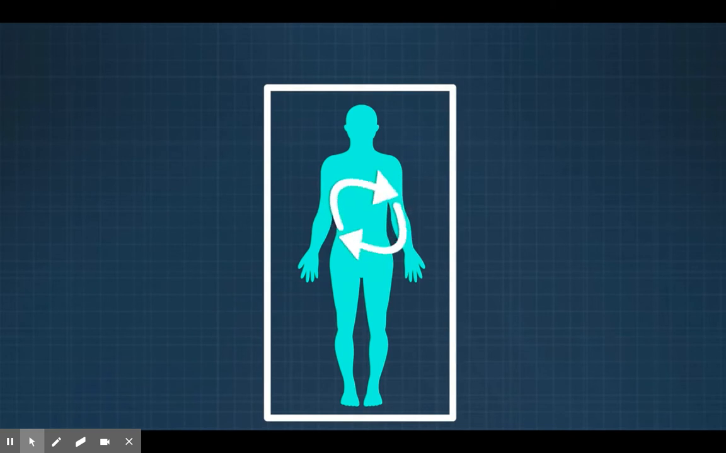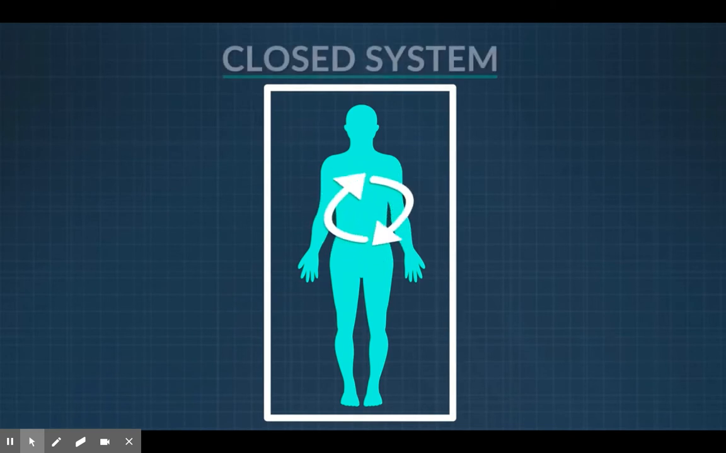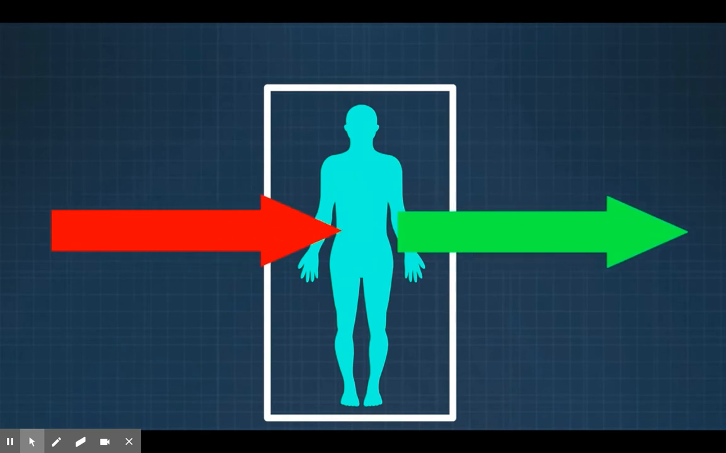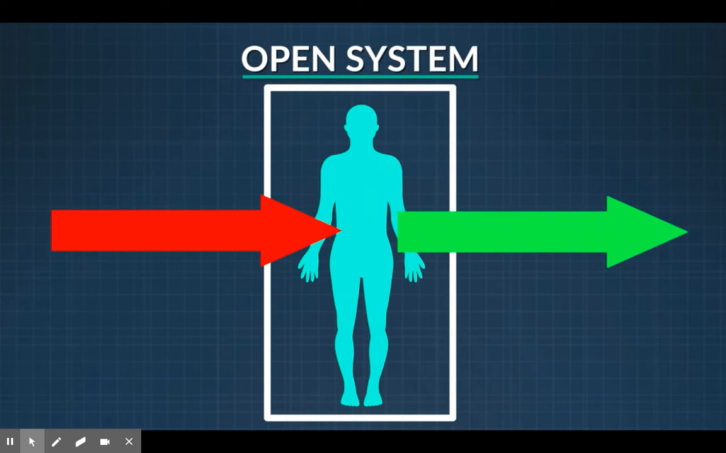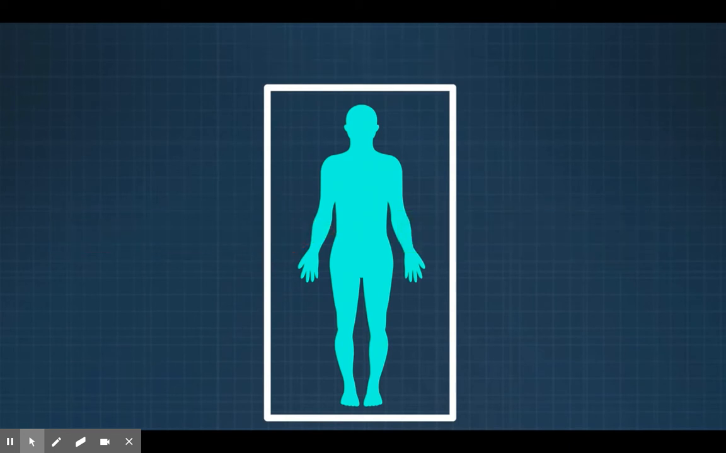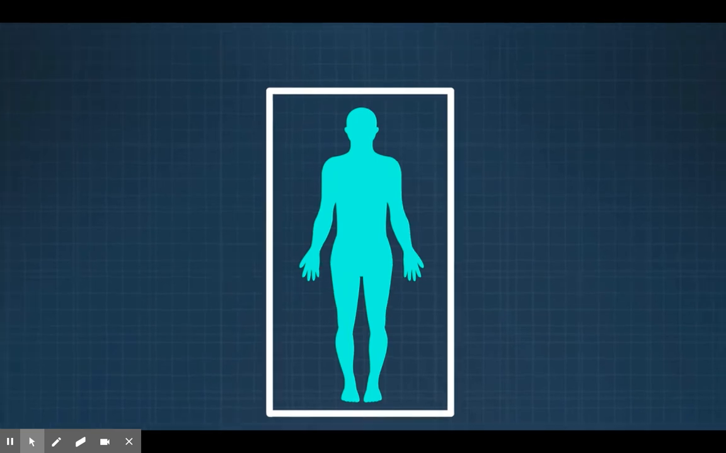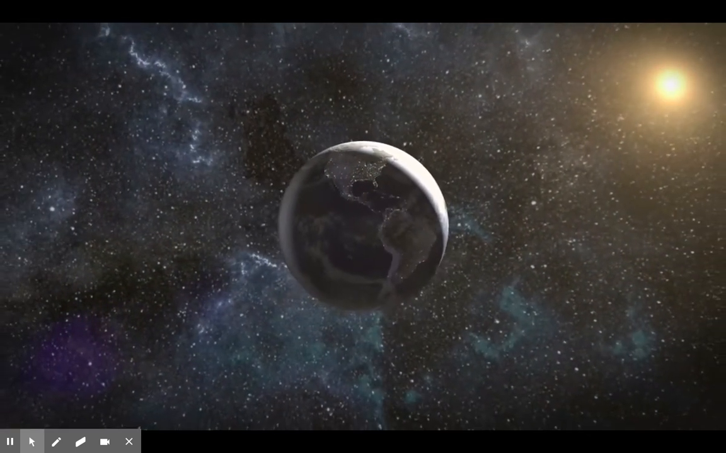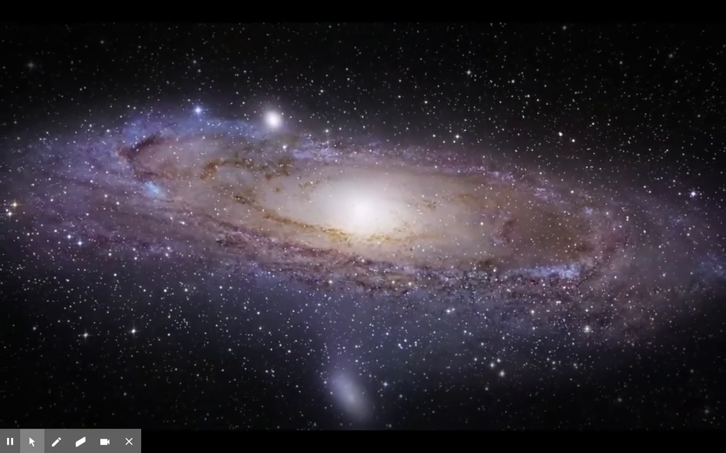If the system is isolated from the outside world, it's called a closed system. If our system interacts with the world outside this box, it's called an open system. In this course, assume that a system is closed unless stated otherwise. So remember, a system depends on what you want to study. Your entire body could be considered a system. The Earth itself or the entire galaxy could be a single system.